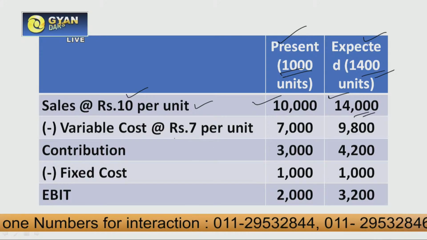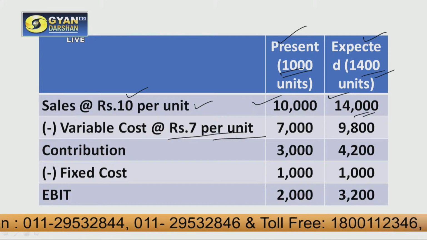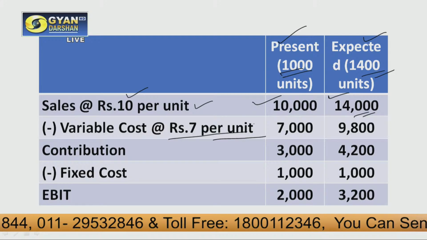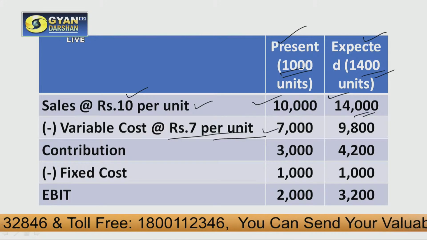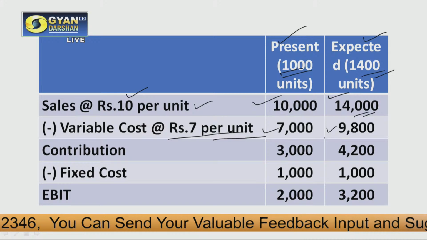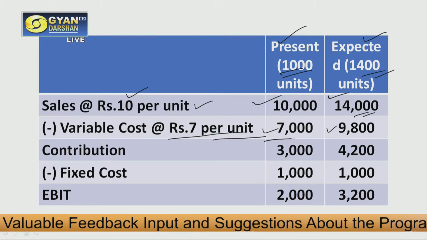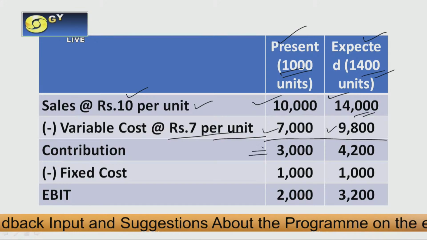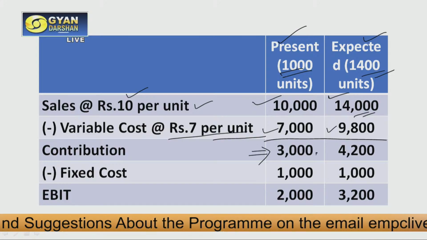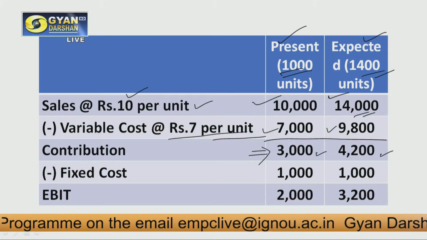Out of which we have to deduct variable cost. Again, variable cost is also per unit cost. So 7 multiplied by 1000 in case of present sales, we'll get the value 7000. And when we multiply this amount with 1400, we get 9800. We need to deduct the variable cost from sales and we will get this amount called contribution, right? 3000 in case of present sales and 4200 in case of expected sales.